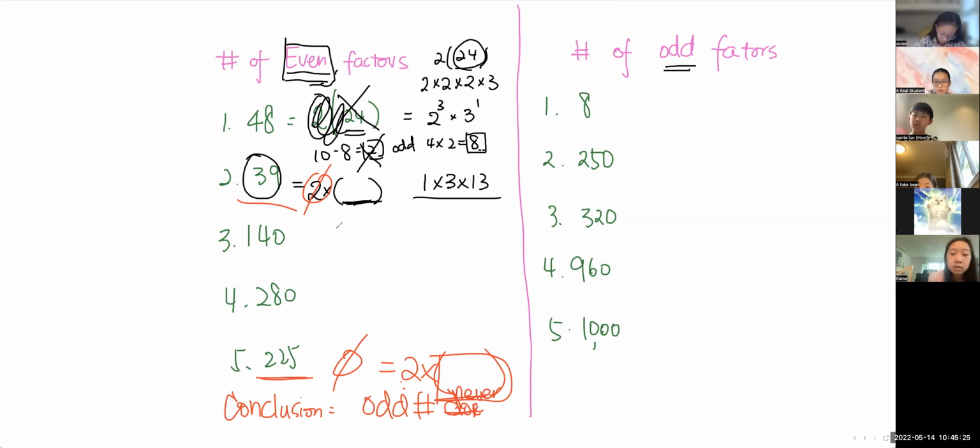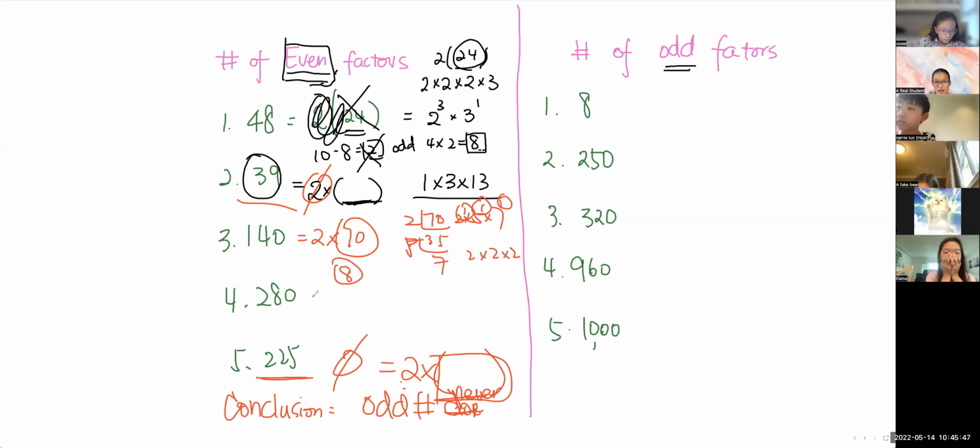Okay, so let's take a look at the next one. 140. So 140 equals 2 times 70. So all we need to do is find out how many factors 70 has. Very easy: 2 times 5 times 7. So the powers are 1, 1, 1, so it's 2 times 2 times 2, which equals 8.